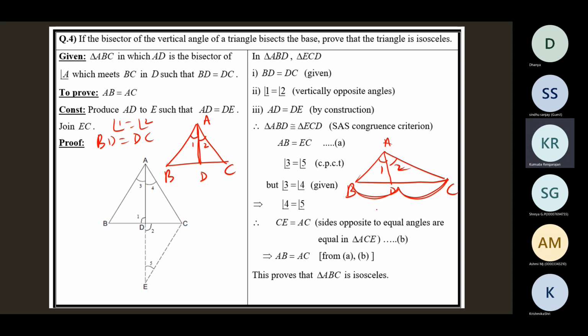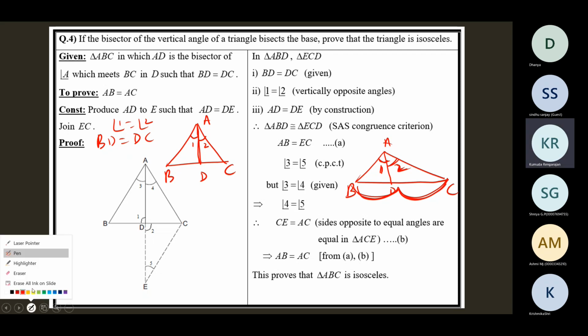In a scalene triangle, AD will have only one property. Either AD will be the bisector of angle A, that is 1 is equal to 2, or AD will bisect the base BC, BD will be equal to DC. Both of it will not happen at the same time. So that's what is given here.